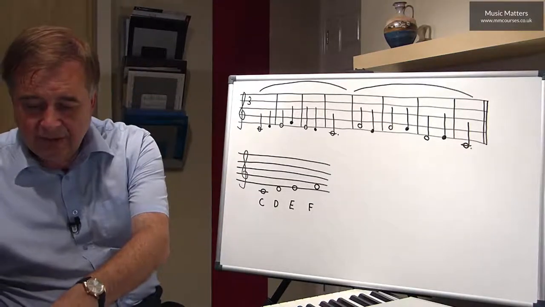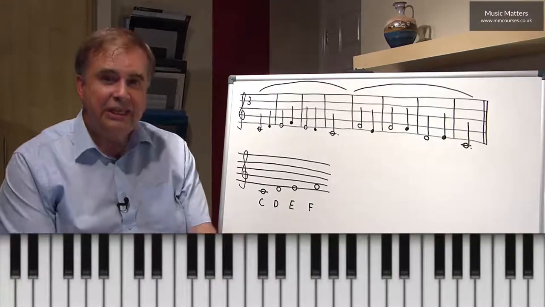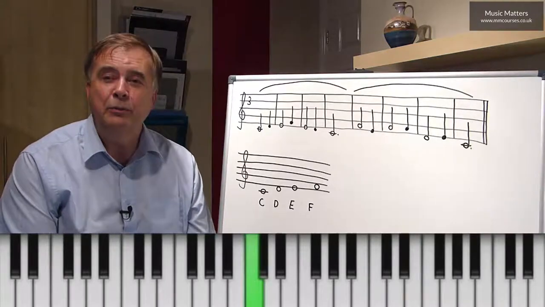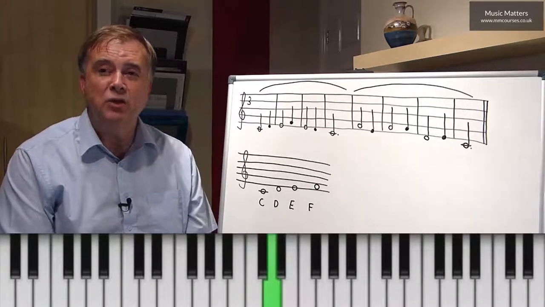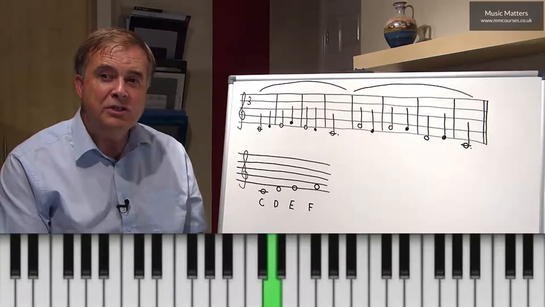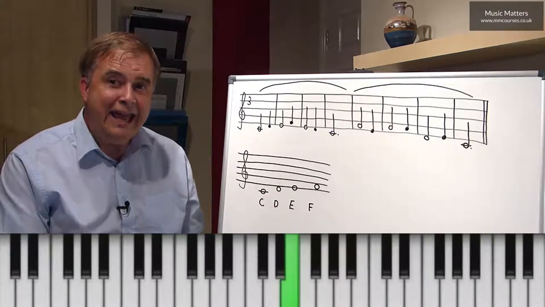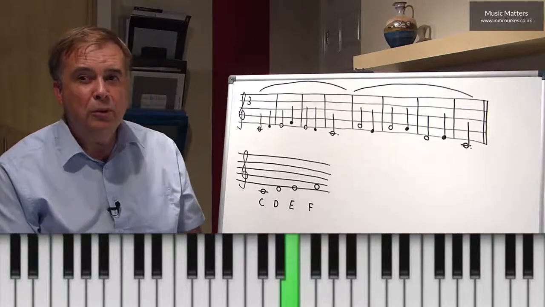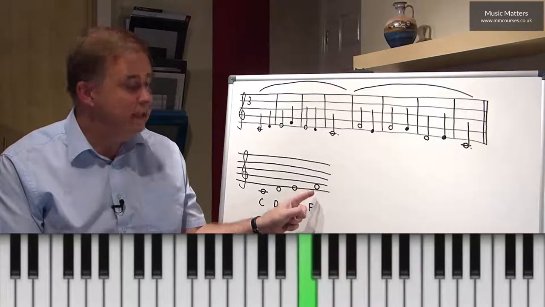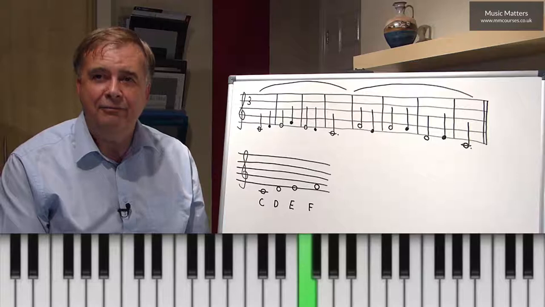So let's now have a look at that in terms of the keyboard. So you know that C is here, middle C, the C nearest to the middle of the piano. And then we've got D, which is just one to the right. That's this note here. And then we've got E, which is one to the right of D. That's this note here. And then we've got F, the new note, which is one more step to the right, which is this note here. And this is what it looks like on the stave. So this is the new note F.